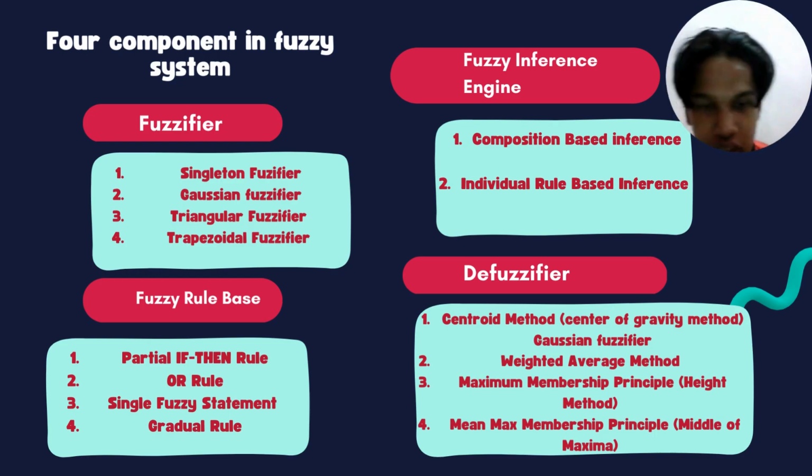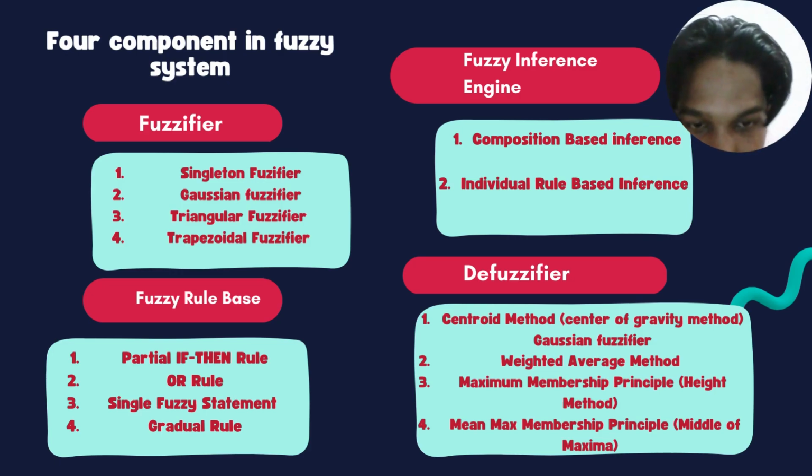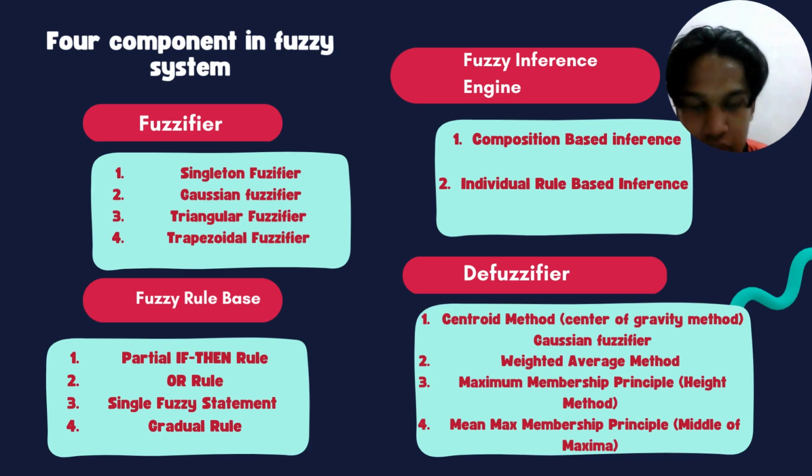The last one is the defuzzifier. It has four types. First, centroid method, center of gravity method, Gaussian defuzzifier. Second, weighted average method. The third one, maximum membership principle, height method. And the last one is min max membership principle, middle of maxima.